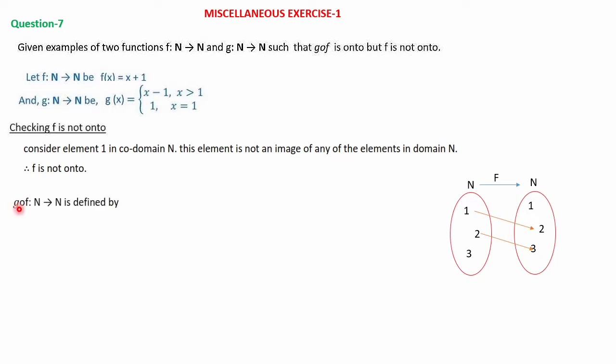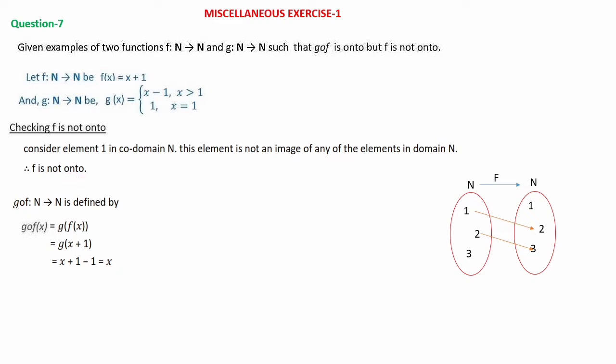Now next is g composition f, defined from N to N. g composition f of x means g of f of x. f of x we know that it is x plus 1. So g of x plus 1 is written, that is equal to x plus 1 minus 1. Of course, x plus 1 is greater than 1. If x is greater than 1, we have to take the function as x minus 1. So we have to remove x and put the value x plus 1. So x plus 1 minus 1 is equal to x. So g composition f of x is equal to x, we have got.